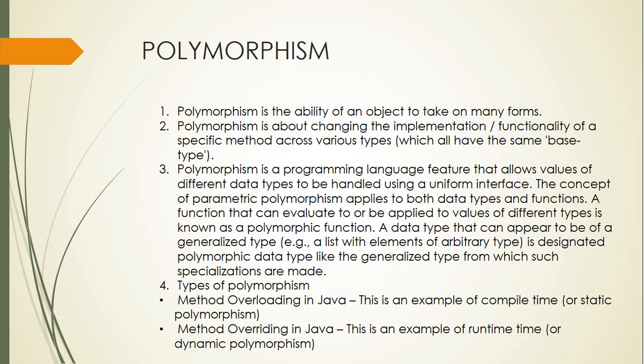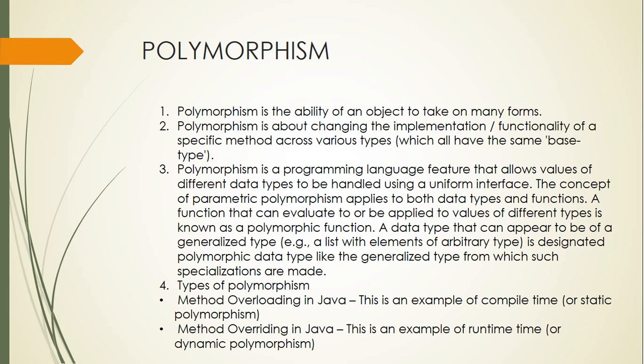There are two types of polymorphism basically. One is method overloading in Java. This is an example of compile time or static polymorphism. And the other is method overriding in Java. This is an example of runtime or dynamic polymorphism.